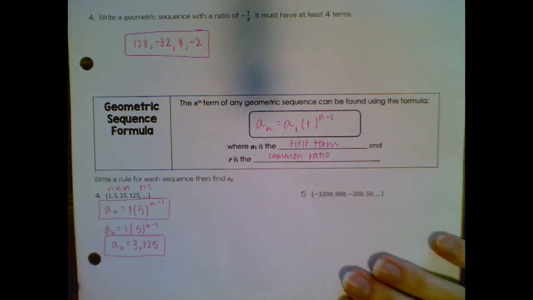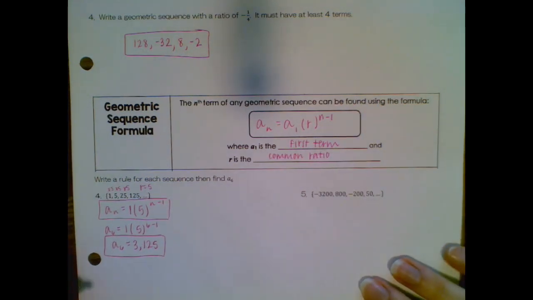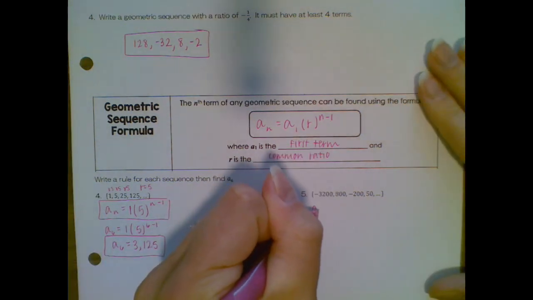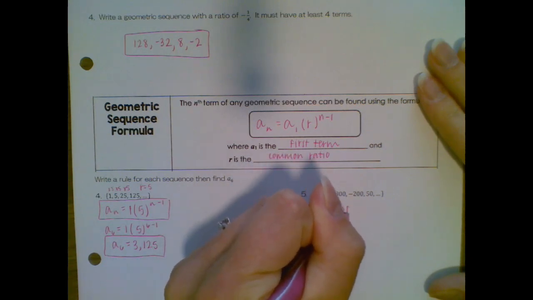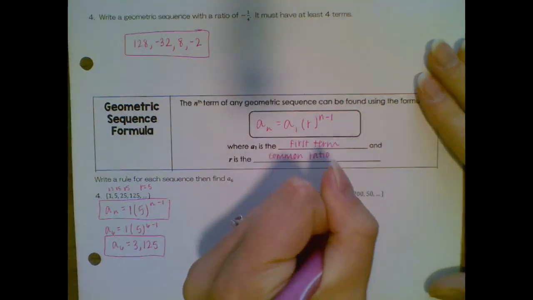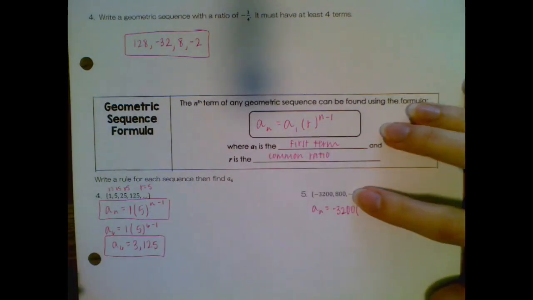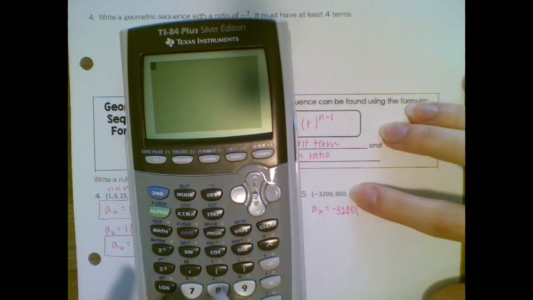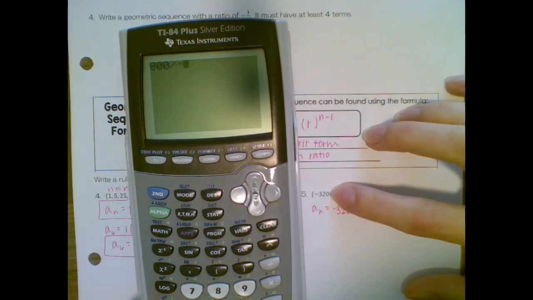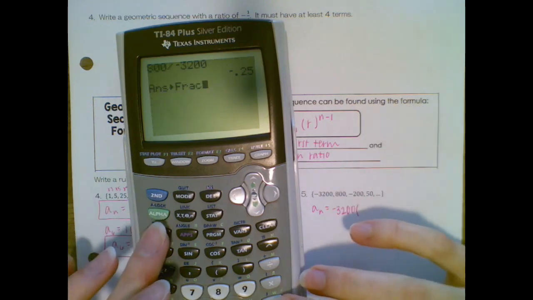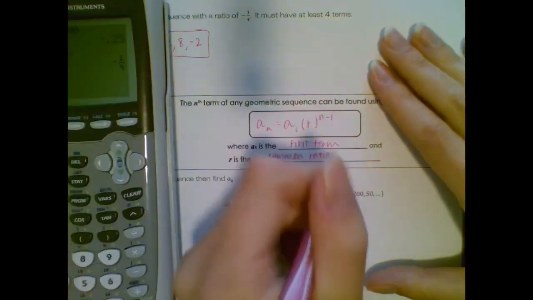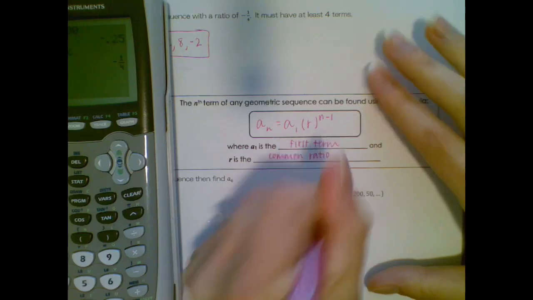Okay? Easy enough. All right, number 5. We've got to find a rule here. So a sub n equals negative 3,200 times, I've got to find my common ratio. I'm not sure about this one, so I'm going to do 800 divided by negative 3,200 in my calculator. Let's see here. That's negative 1/4, so this is multiplied by negative 1/4.